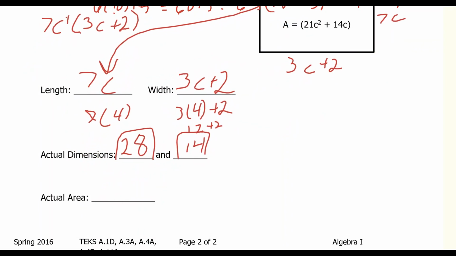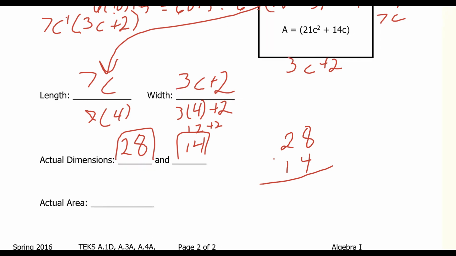Oh, almost forgot one little more thing. We got 28 times 14 to get the actual area. Sorry. So 28 times 14 should be 392. And there we have it. It's that easy, y'all.